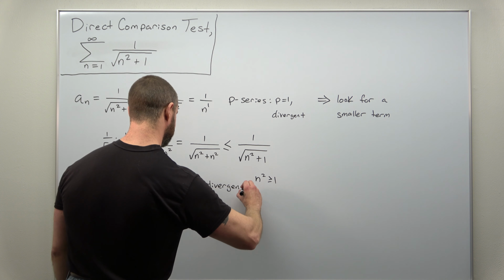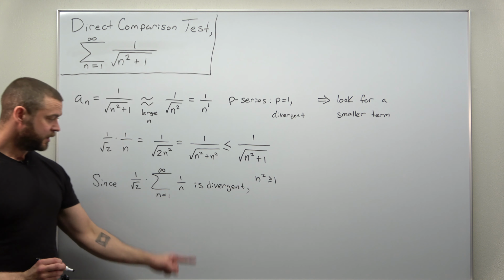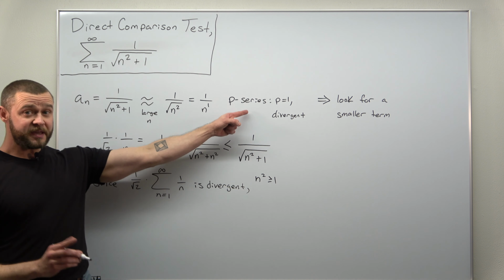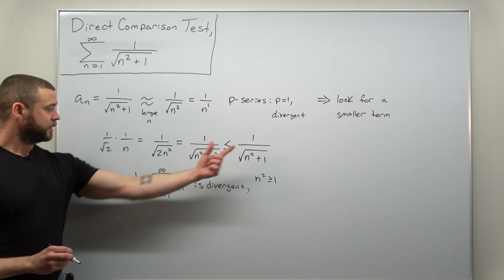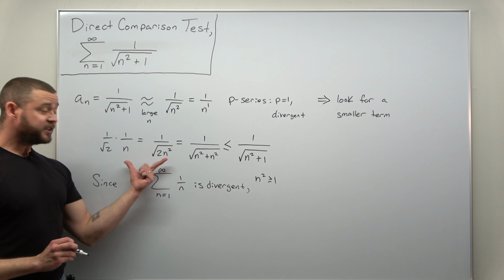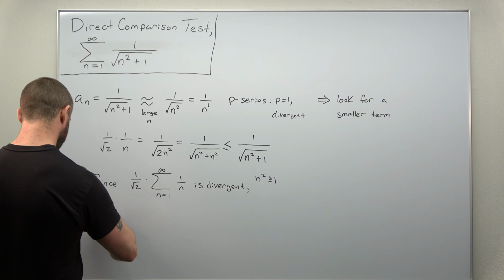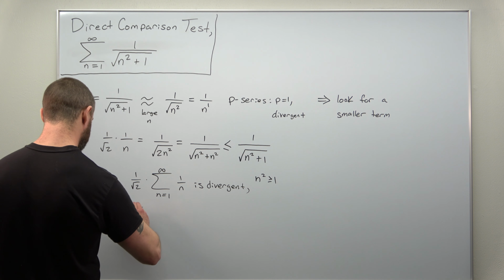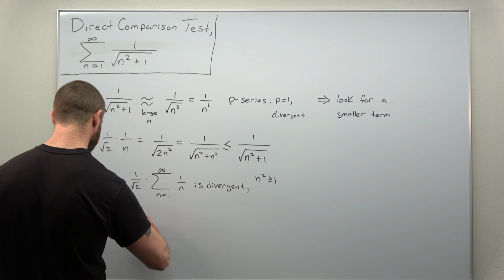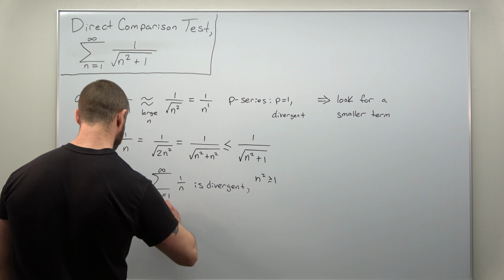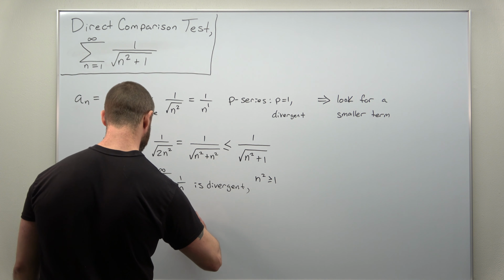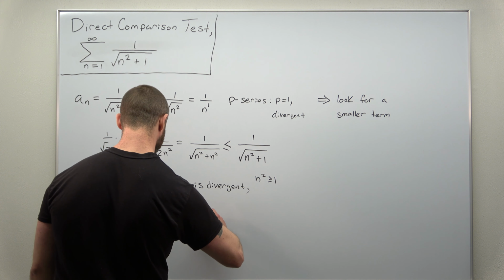Since that infinite series is divergent, and again, that is a divergent p series where p is 1, since the smaller infinite series is divergent, the bigger one is divergent. And that is our given infinite series here. This is divergent.